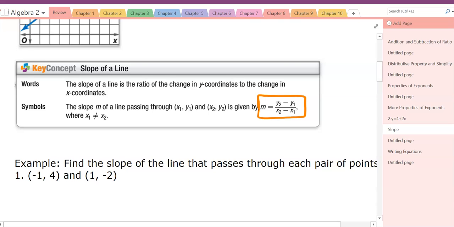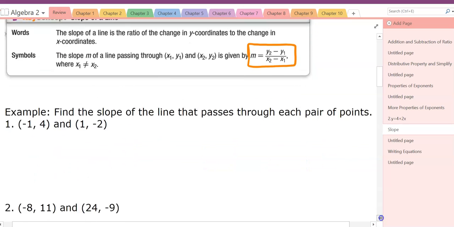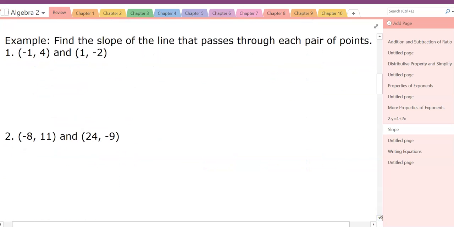So we're going to practice this. The first thing we want to do is just find the slope if they give us a pair of points. We're going to do the first one together. So we've got -1, 4, and then 1, -2. If it helps you, I would go ahead and write underneath those points, label it x1, y1, x2, y2, if you need that for plugging into your equation.